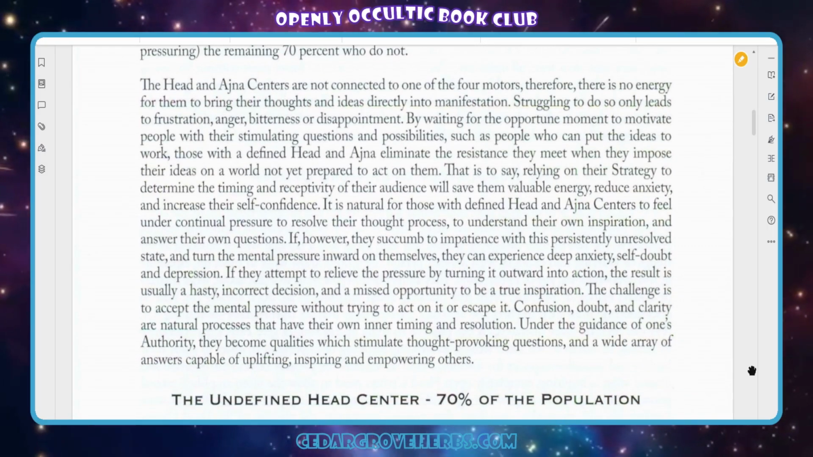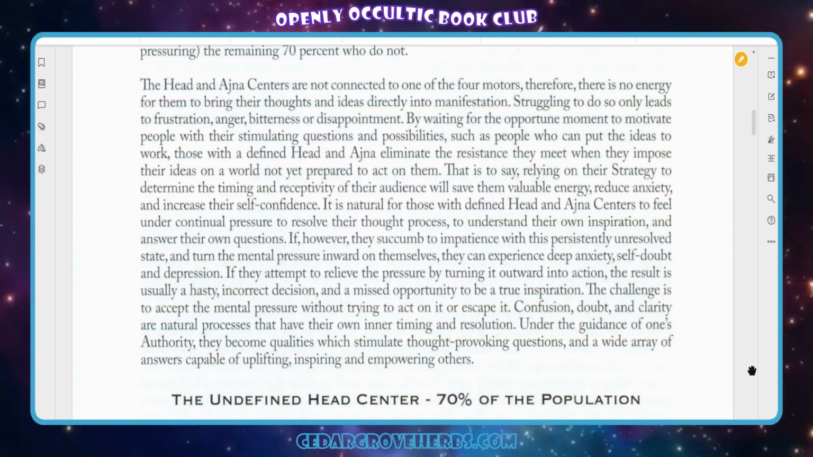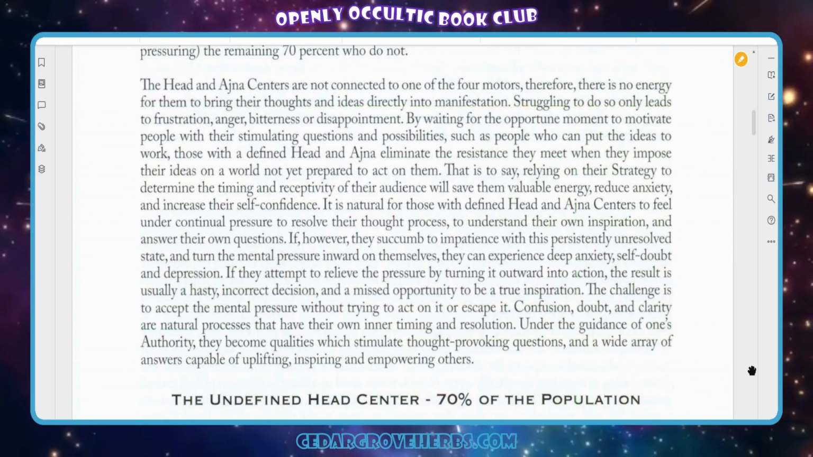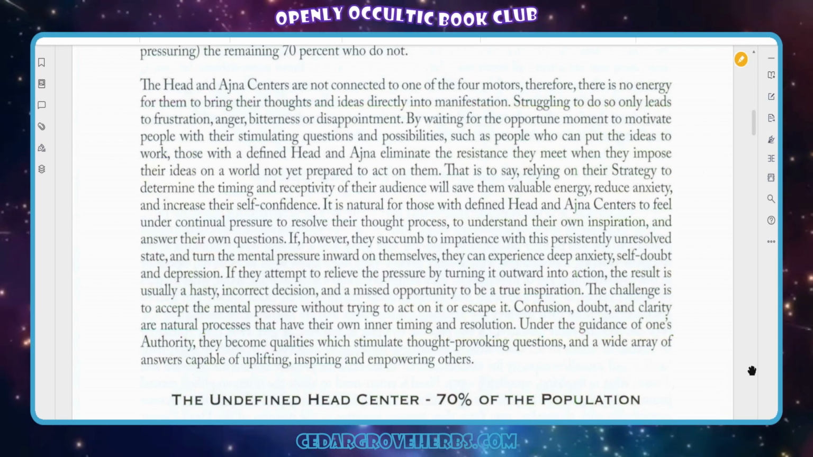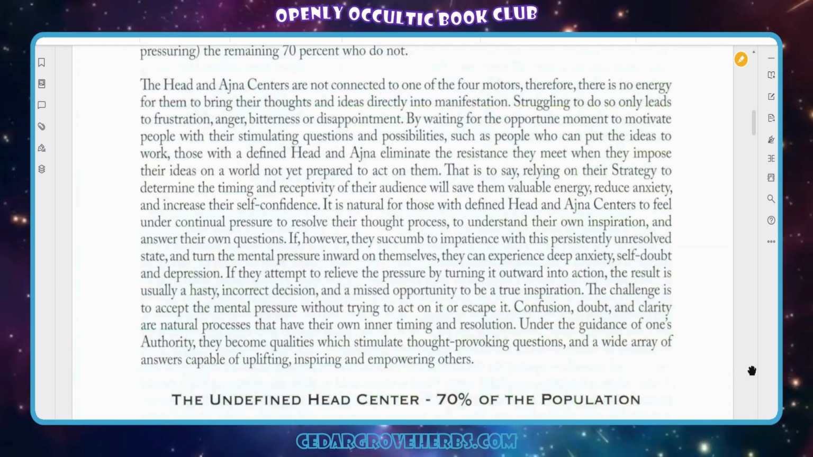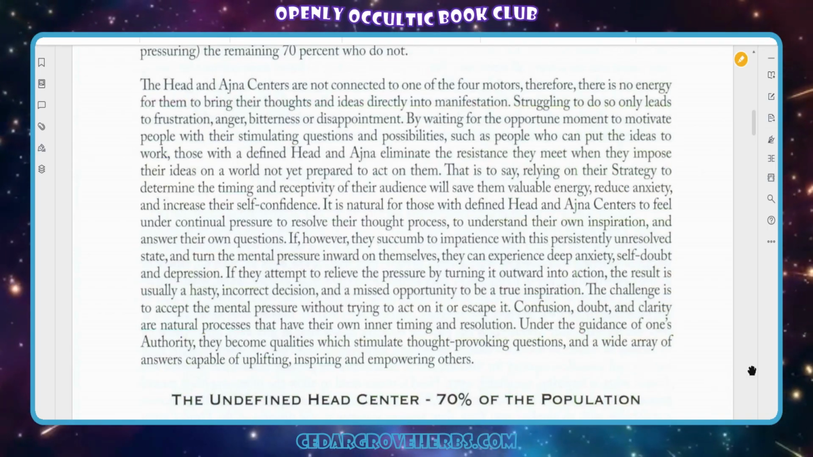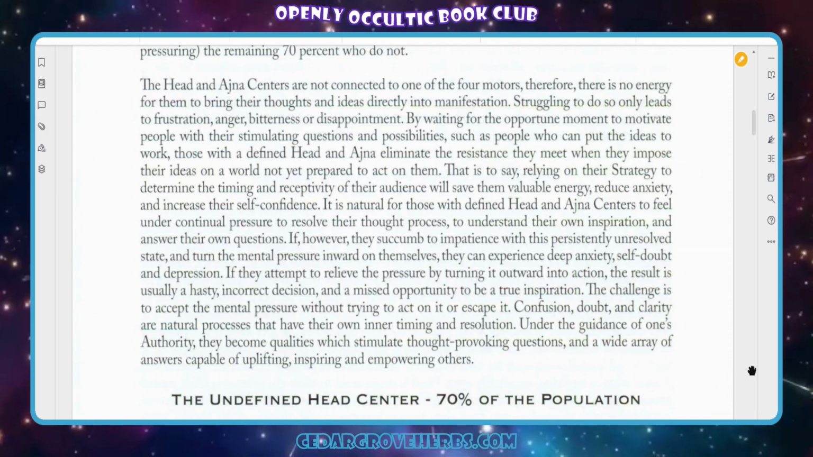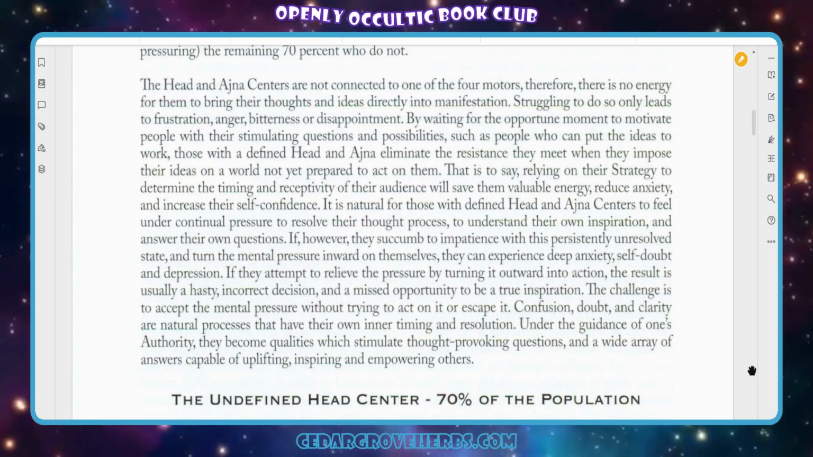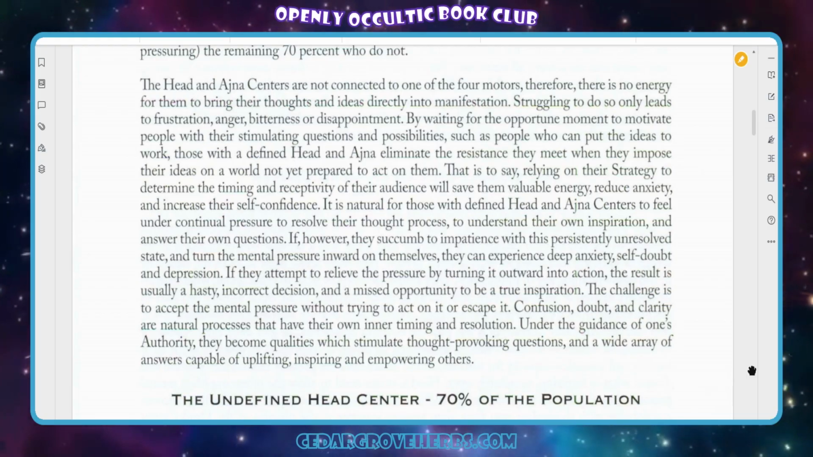If, however, they succumb to impatience with this persistently unresolved state and turn the mental pressure inward on themselves, they can experience deep anxiety, self doubt, and depression. If they attempt to relieve the pressure by turning it outward into action, the result is usually a hasty, incorrect decision and a missed opportunity to be a true inspiration.